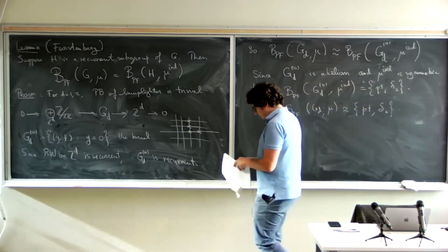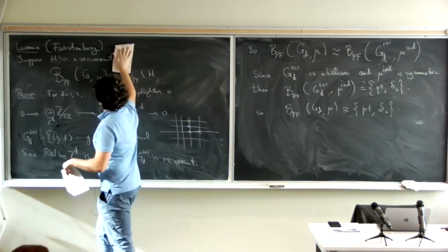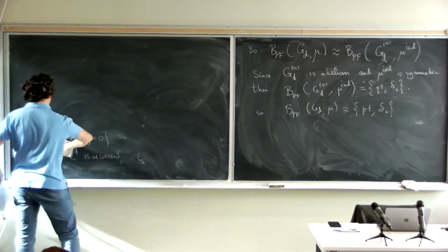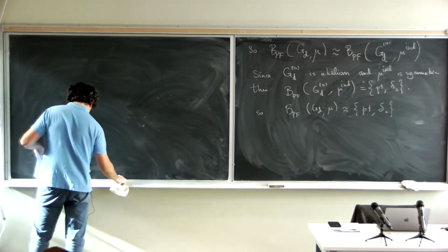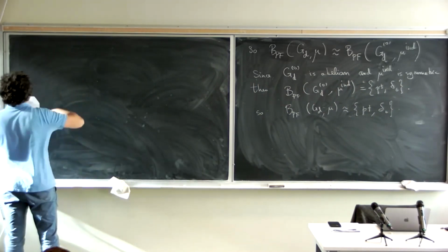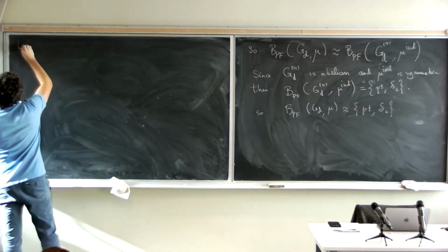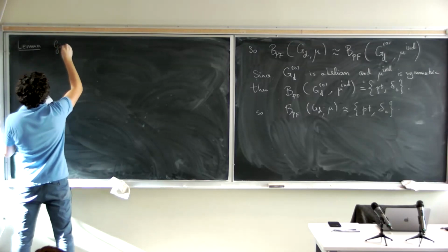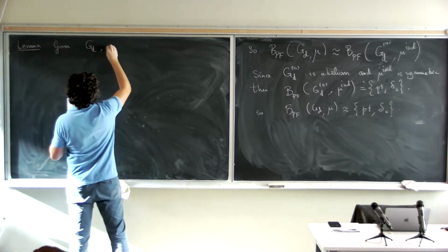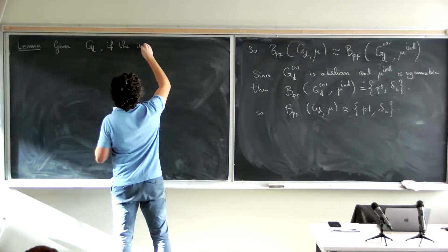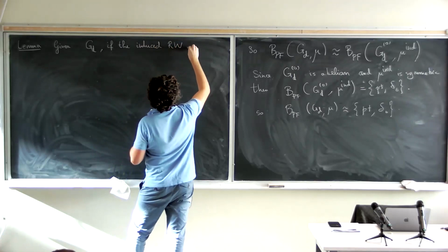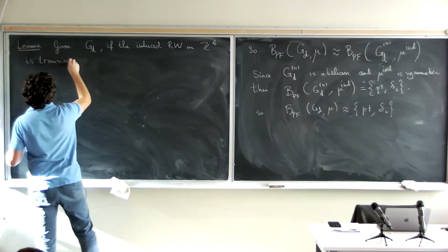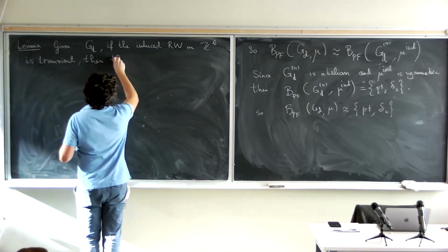Let's write this down. So far we proved the triviality part. Now let's look at the non-triviality part. Non-triviality is easier, but then the identification is the hard part, in fact. So the theorem, or maybe lemma, because of the big theorem we wrote before, the following: given G, if the induced random walk on Z^d is transient, then the Poisson boundary is non-trivial.